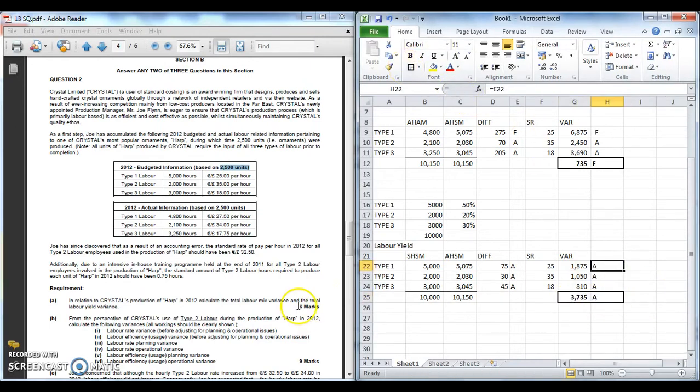So we've now calculated for 6 marks our labour mix variance, which is positive. However, the labour yield variance is negative. If you're asked to interpret that, which isn't the case here, but is important, you're saying we saved some by using less type 1 labour, but overall we were less efficient than we would have budgeted for, because we used 150 hours more to make 2,500 units than we would have based on the budget. Right, so that's the first part, labour mix, labour yield.